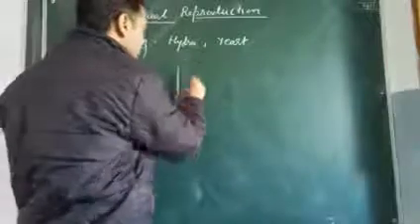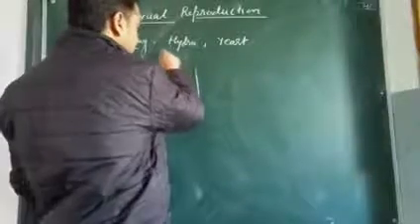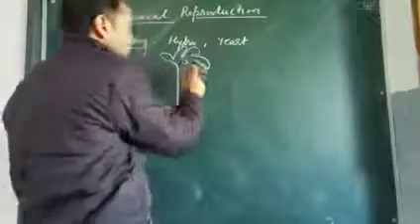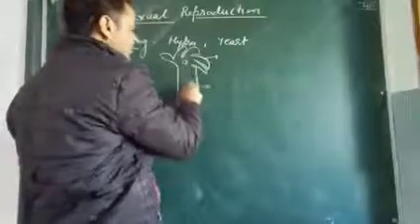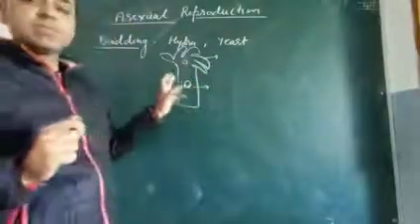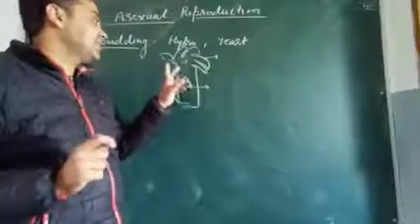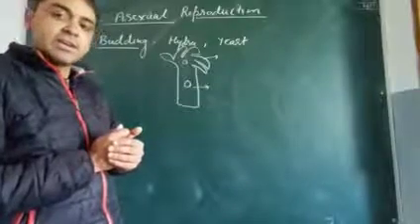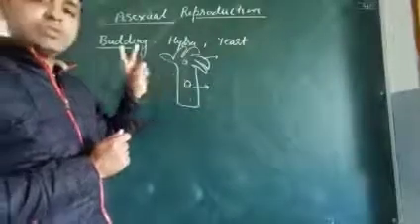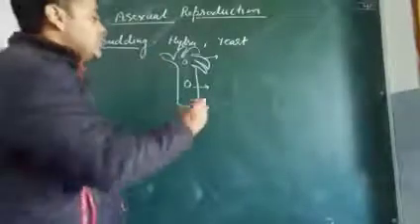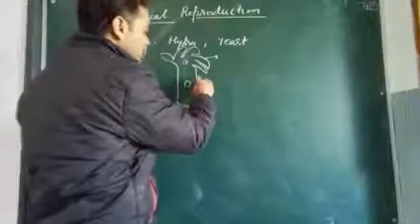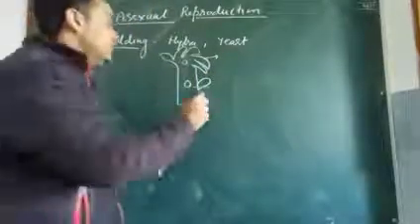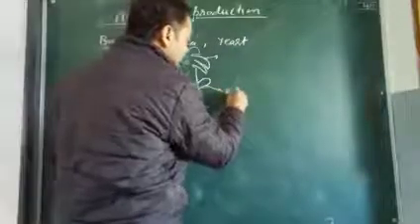Suppose this is the body of a Hydra, this is the mouth and these are the tentacles, this is the body, this is the nucleus. So what happens during this division? Again it will divide by mitosis. This nucleus will divide mitotically into two. Meanwhile, some small outgrowth starts to form on the body of this Hydra. This outgrowth is called a bud.